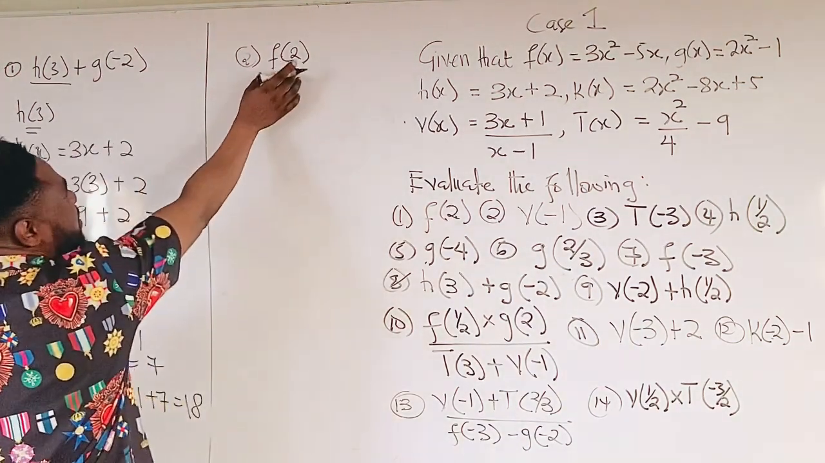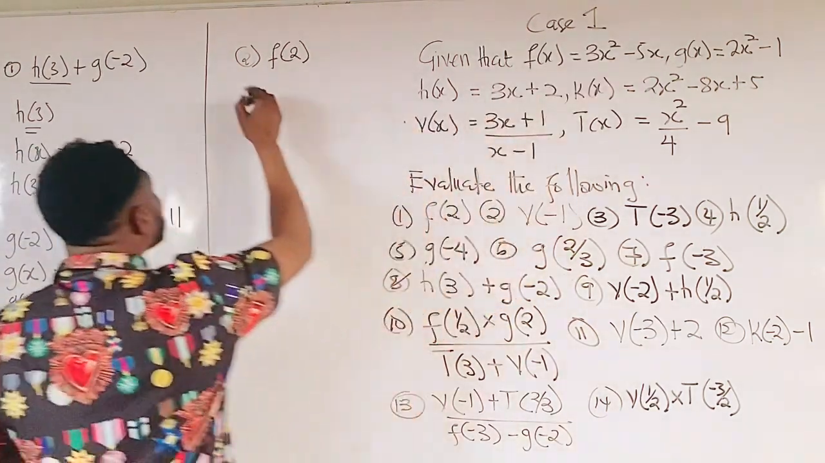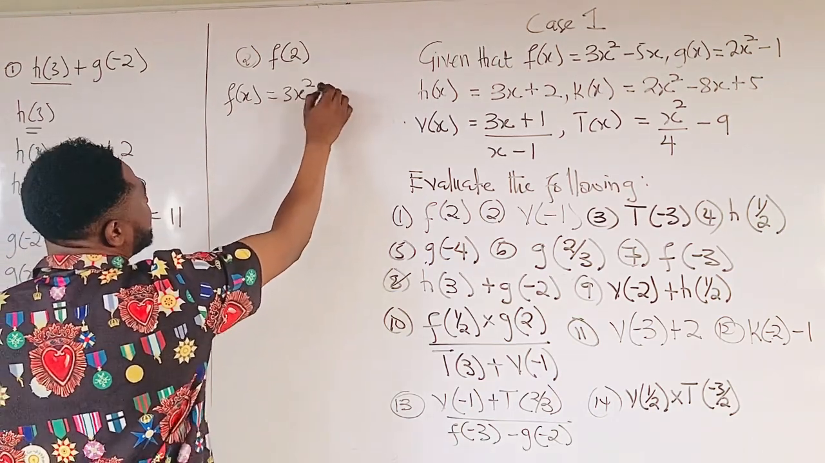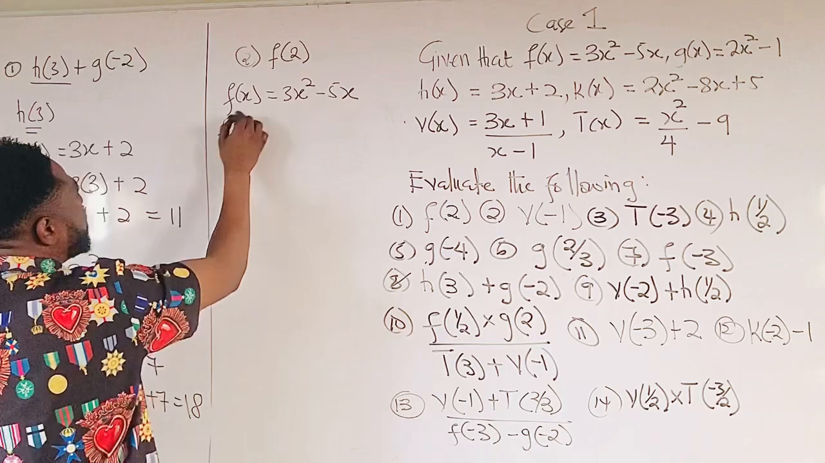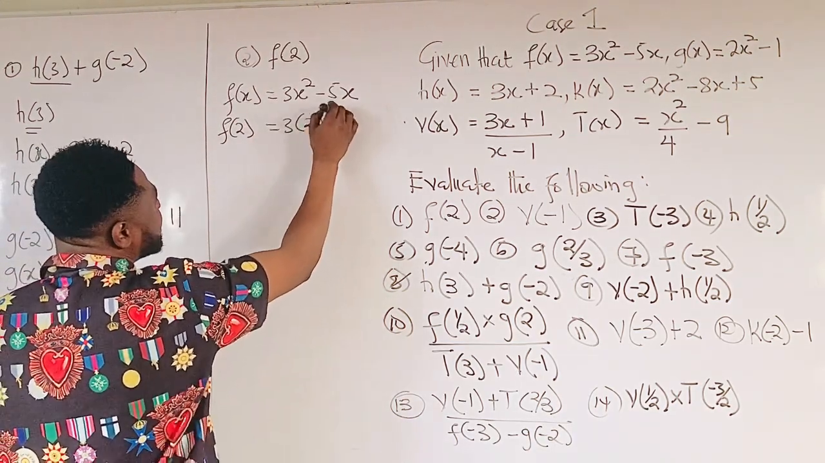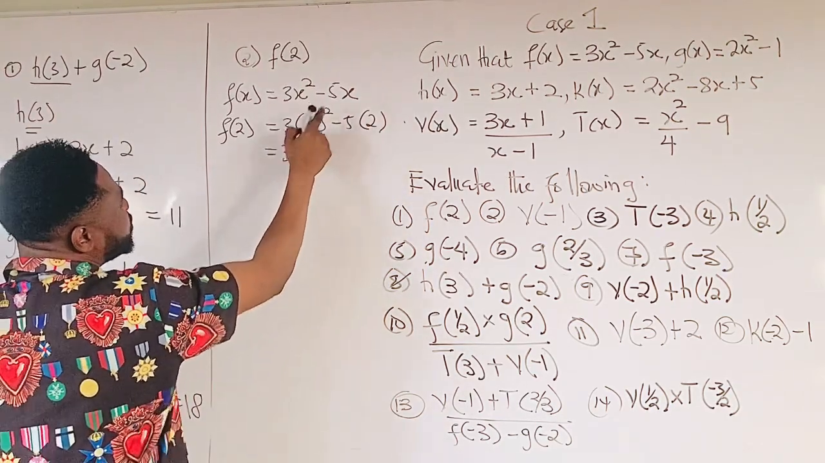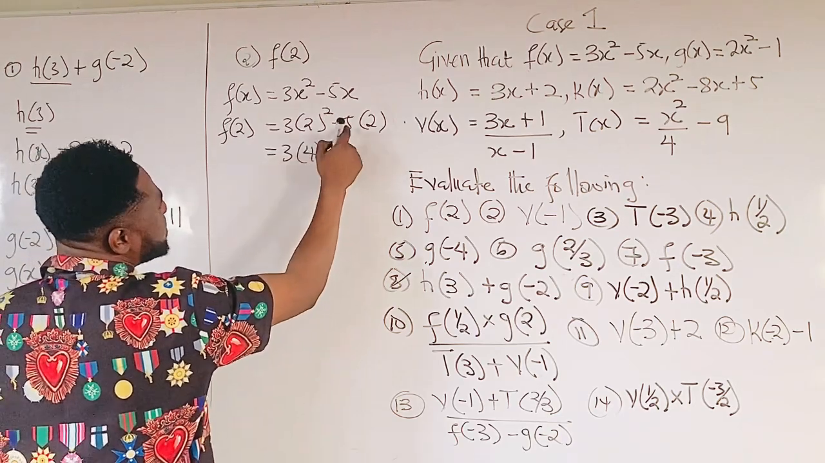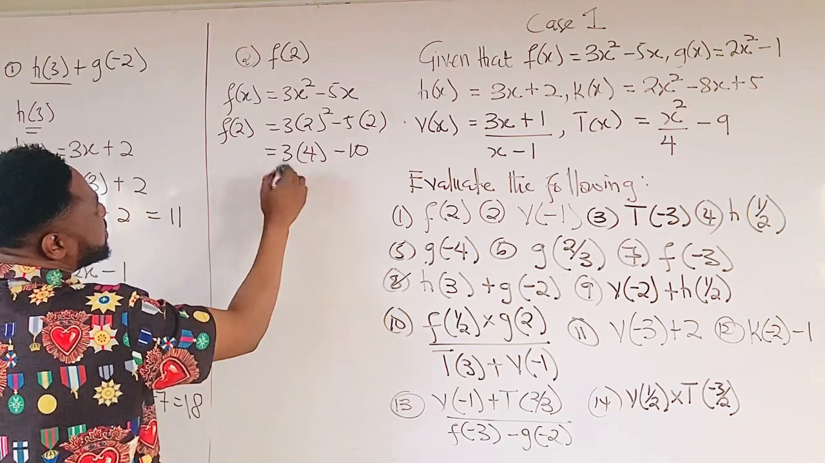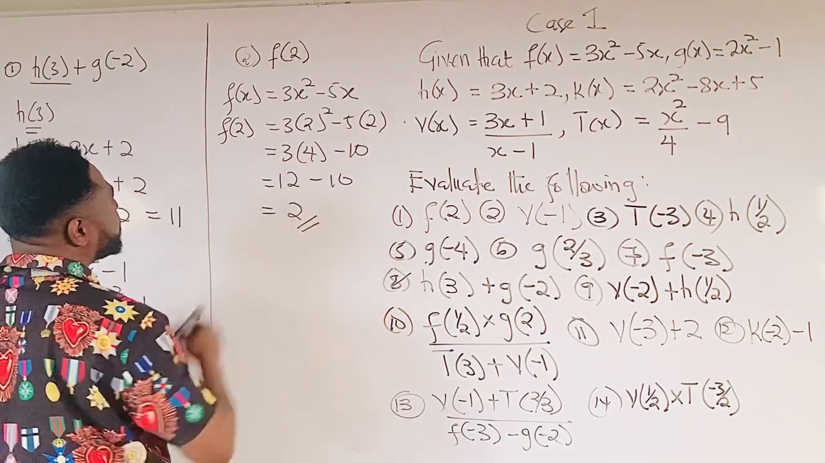Let us look at question number 2. We have been asked to find f of 2, which means we are going to use our f of x function given as 3x squared minus 5x. So for f of 2, the 2 replaces the x in the function, all right? So we have 3 times 2 squared, which will give us 4, minus 5 times 2, which will give us minus 10, as we can see here. 3 times 4 will give us 12 minus 10, and we are going to have 2.